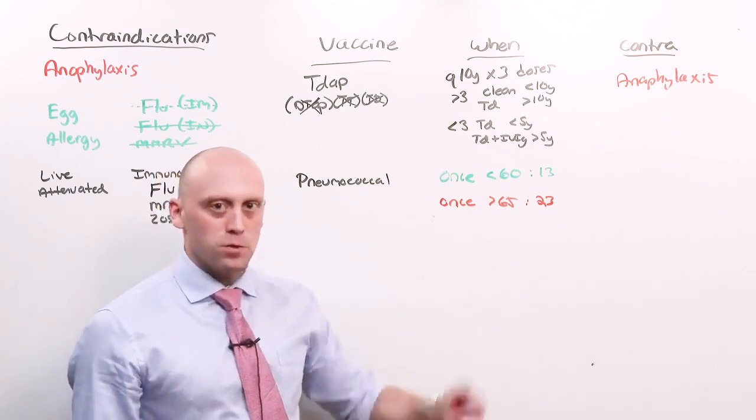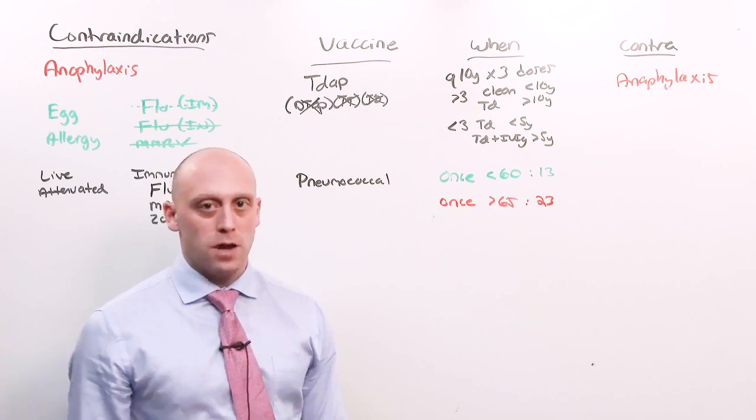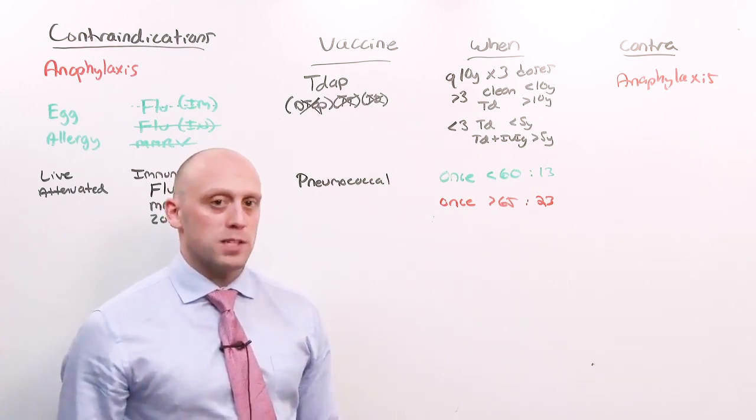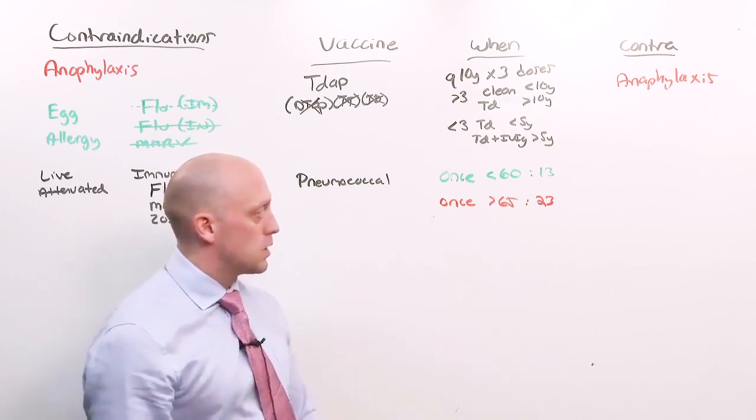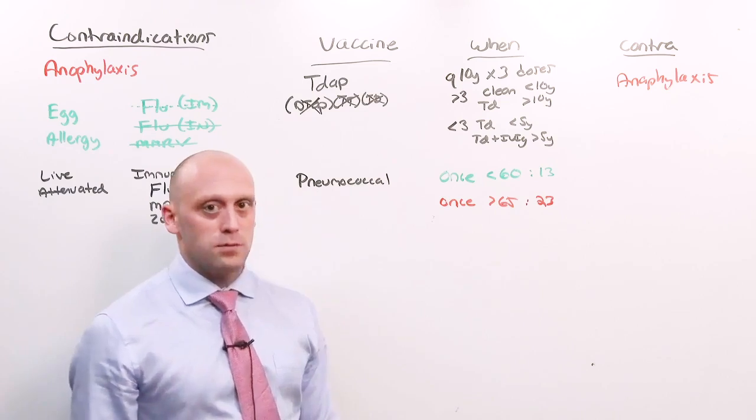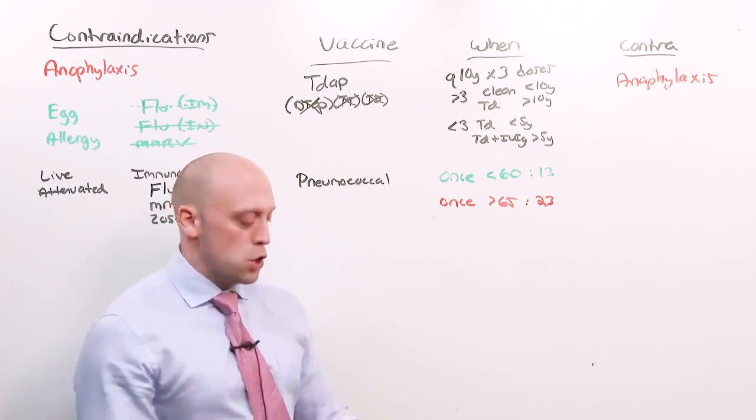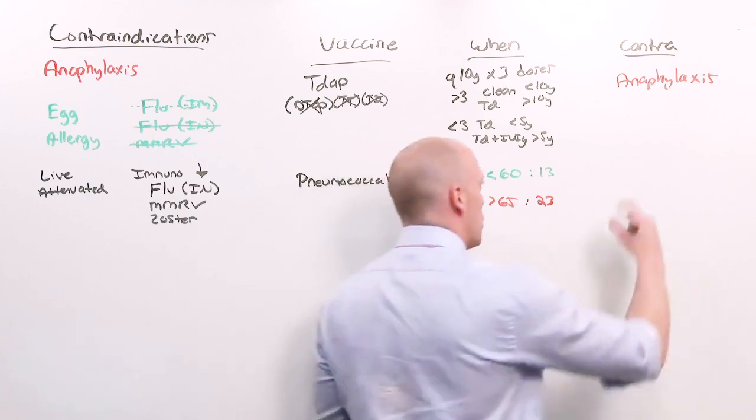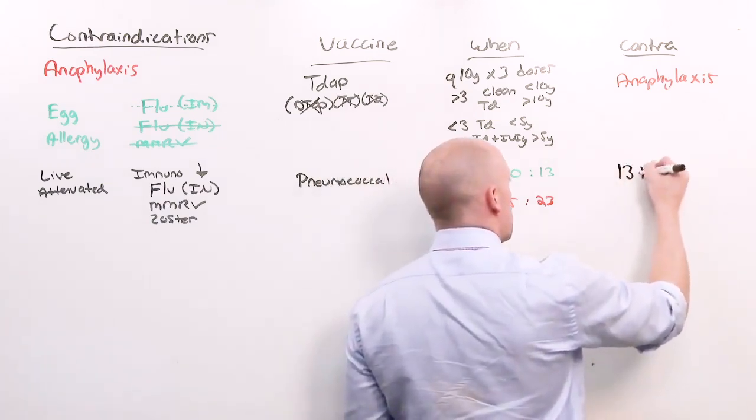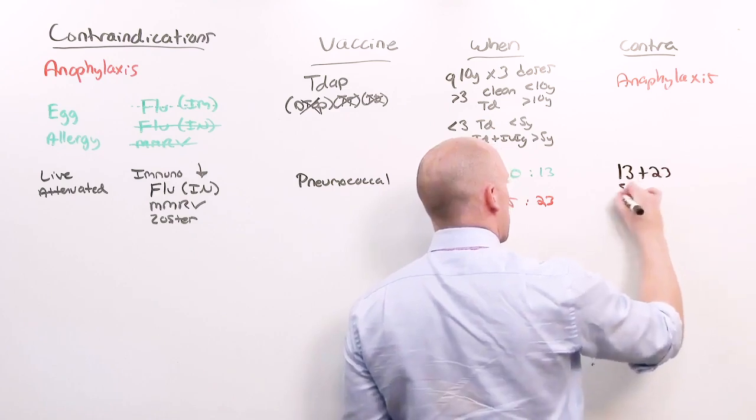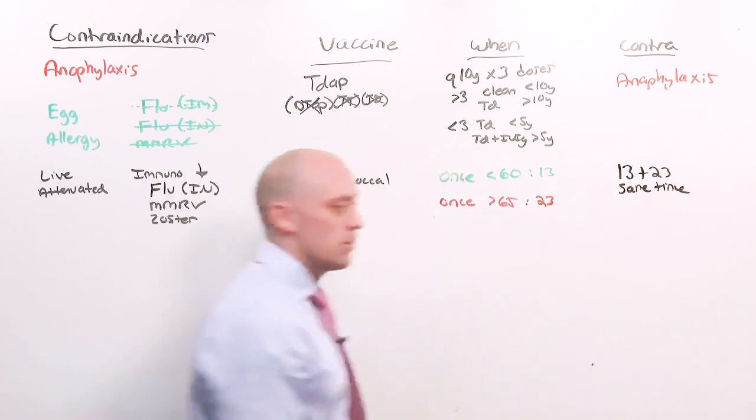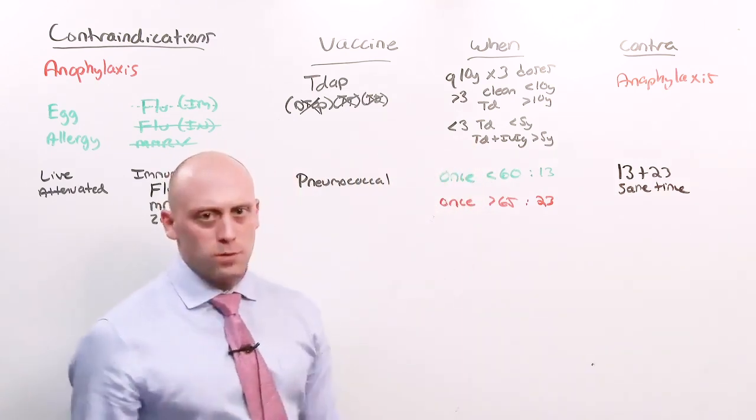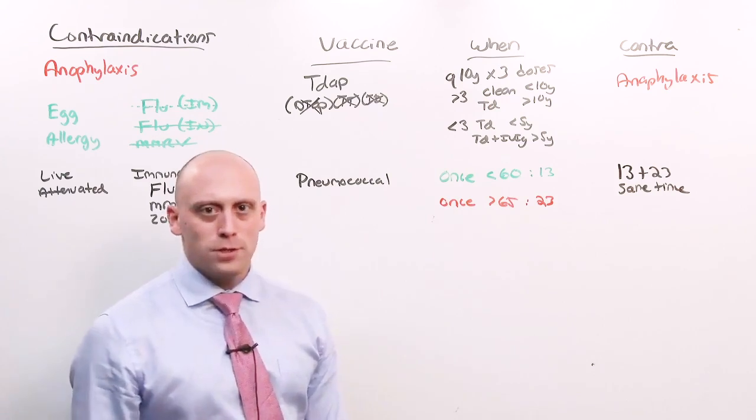Keep it simple, once before 60, once after 65. And those who know a lot about this vaccine know why I'm saying what I'm saying. I want you to remember before 60, after 65. And just to emphasize the point, you never give 13 and 23 at the same time. Why would you do that? 13's before 60, 23's after 65.